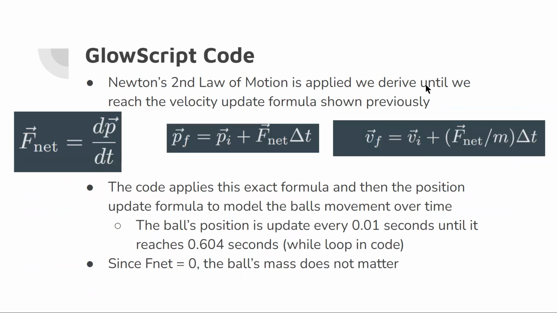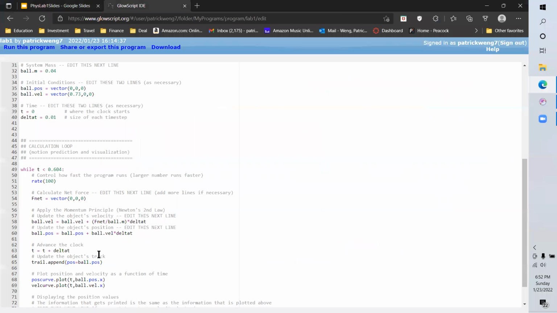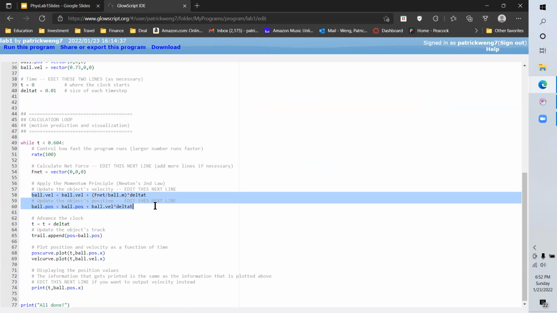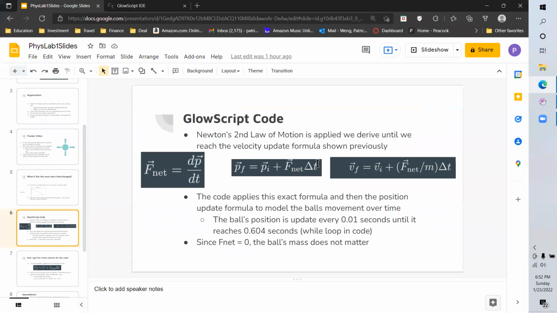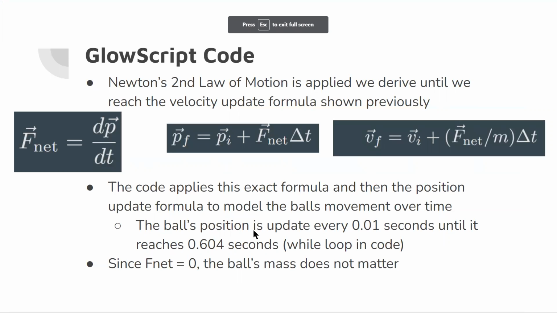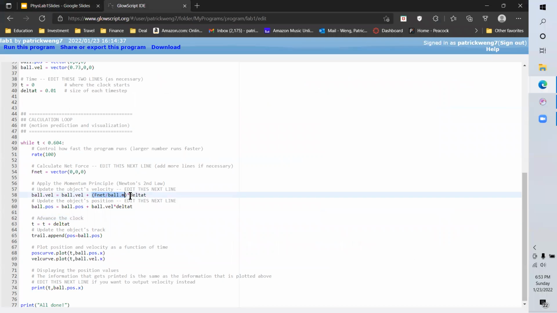We can see that Newton's second law of motion is applied, where we derive essentially F net is equal to dp over dt, and eventually we reach the velocity update formula shown here. And this code applies this exact formula and then the position update formula, as we showed previously, to model the ball's movement over time. And here is where we put in those two formulas and eventually reached our model. The ball's position is updated every 0.01 seconds until it reaches 0.604 seconds, as we saw before in the while loop. And since the F net equals 0, the ball's mass doesn't matter. So essentially, this entire part is equivalent to 0.